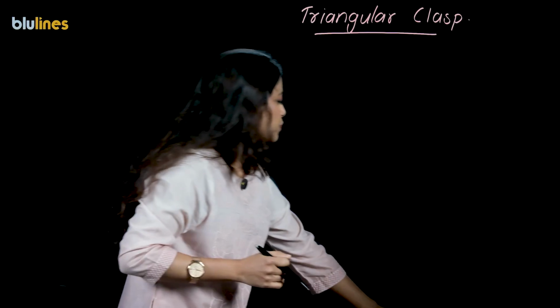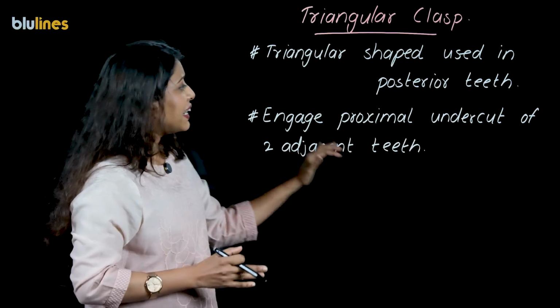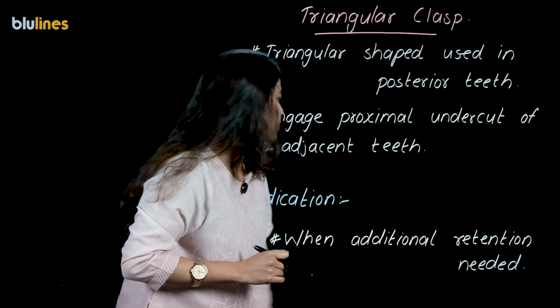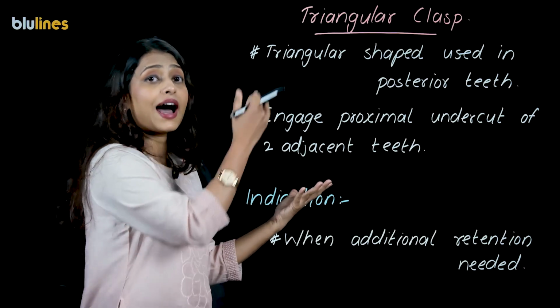Triangular clasp. This is triangular in shape and is used in the posterior region. It engages the proximal undercut of two adjacent posterior teeth. It is indicated when additional retention is needed, that is, it is used along with other clasps as well.